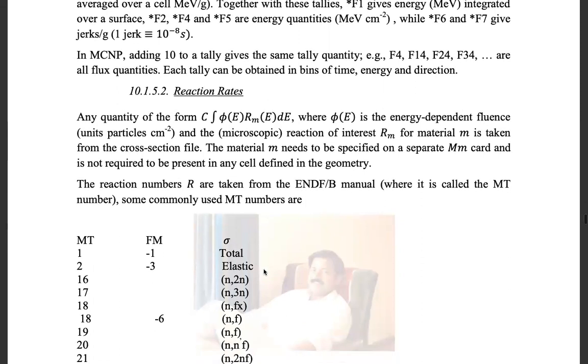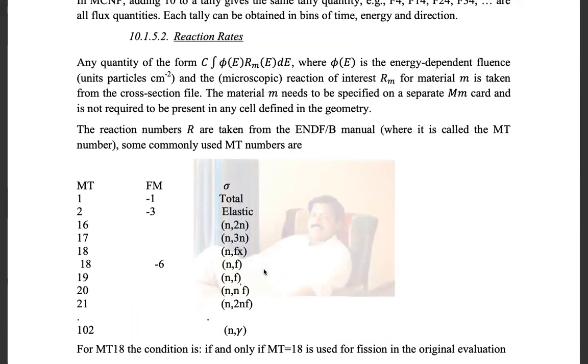Now, if you want a reaction rate, how many reactions took place? Then remember, a reaction rate means that you take the flux and multiply it by the macroscopic cross-section.